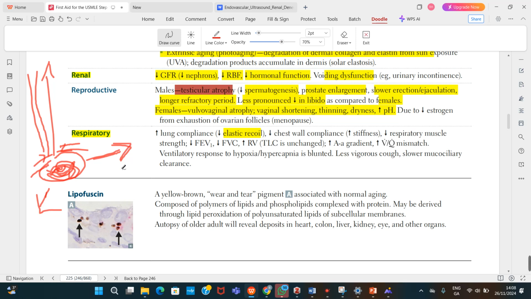Yes. Compliant, it is. So don't make the mistake of thinking that compliance will reduce. In fact, the compliance is going to be increased. It is the same reason why compliance increases in COPD.